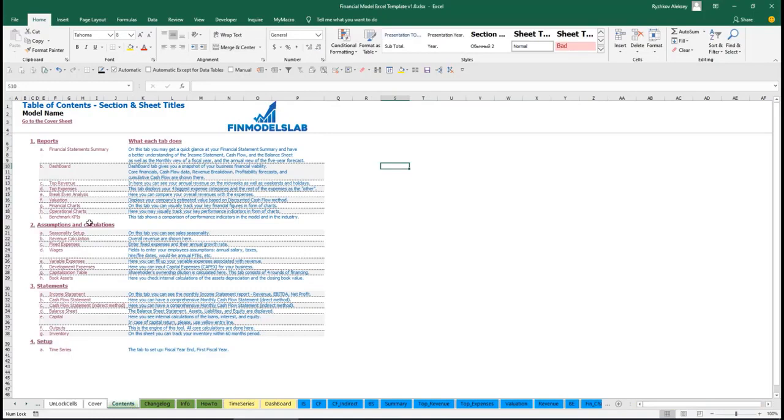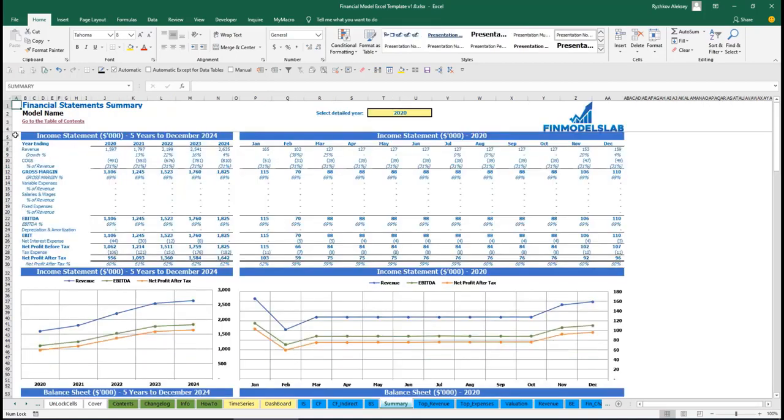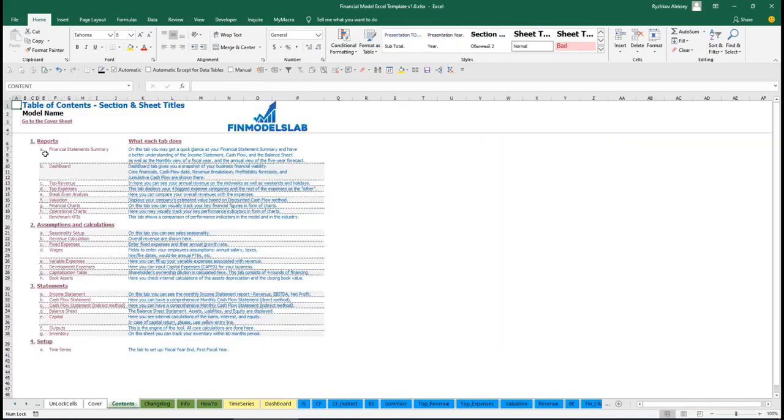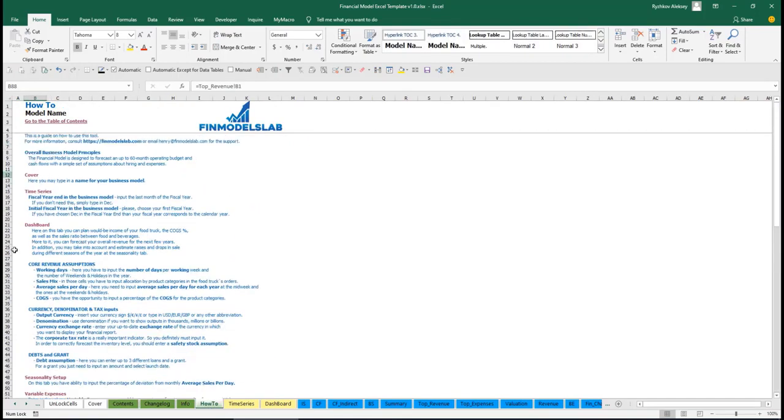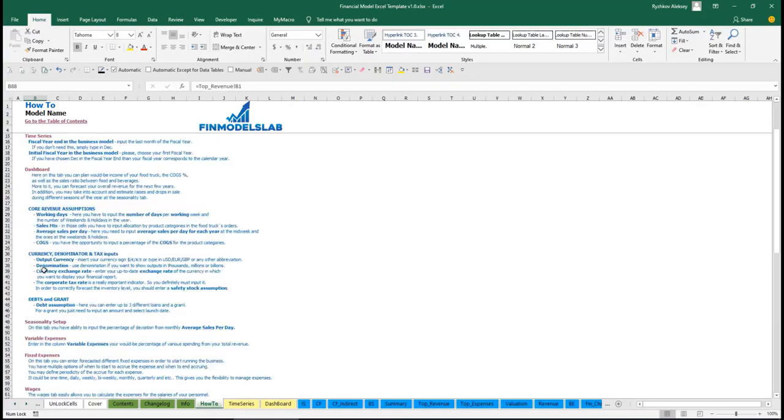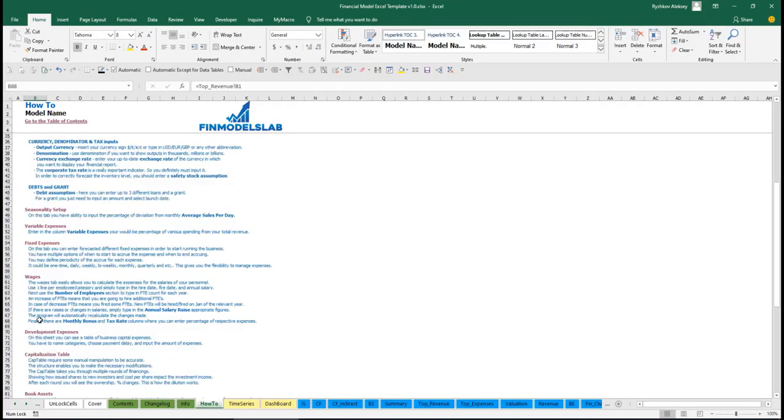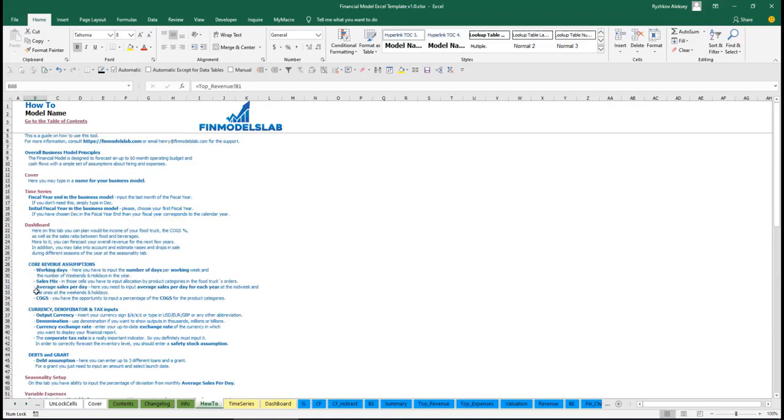Additionally, you have the Contents tab, which allows you to navigate across the model very simply. So you may click on any report and you can go back. It is broken down by reports, assumptions, statements and setup. There is a short explanation about what each tab does, but if you want to know more, you can go to How To and see a more detailed explanation of what each tab does and what inputs and outputs you may find on this sheet.